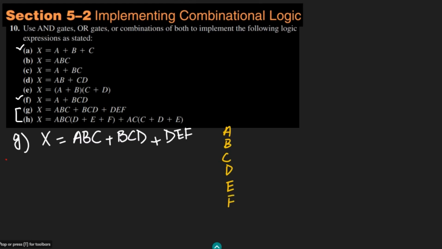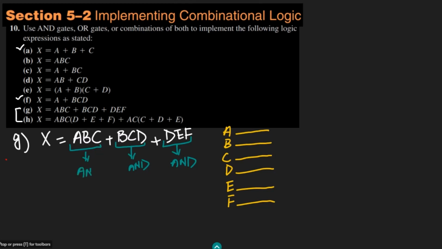So these are 1, 2, 3, 4, 5, 6 inputs. The input lines are here. So we have 6 inputs. What are the operations which I have to perform here? Here DEF will be multiplied together, and the first gate will be AND. BCD will also be multiplied together, and here I will have an AND gate as well, and ABC is also multiplied together, and here I will have this AND gate. At the end, these blocks will be combined together by using a single OR gate.